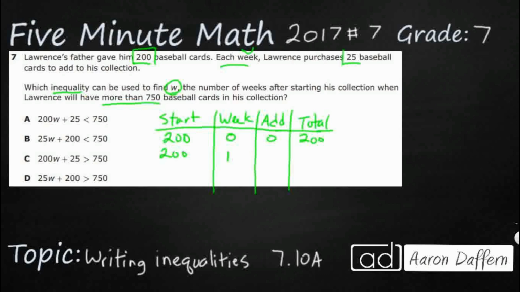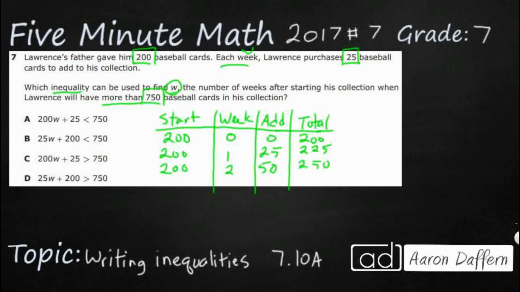Week 1, looks like he's purchasing 25. So I'm going to add the 200 and the 25. I'm just going to go by 25s, because I'm always starting with the 200. Week 2, I'm going to add, now it's 2 times that 25, so it's going to be 250.